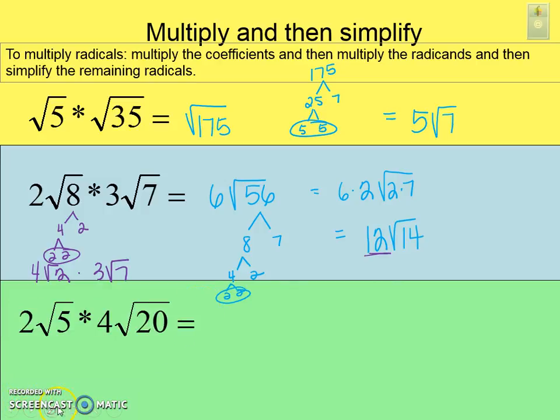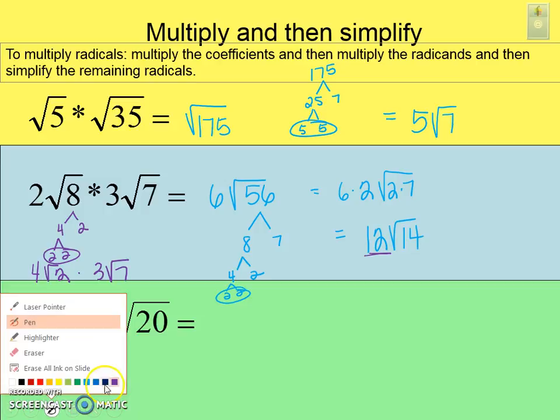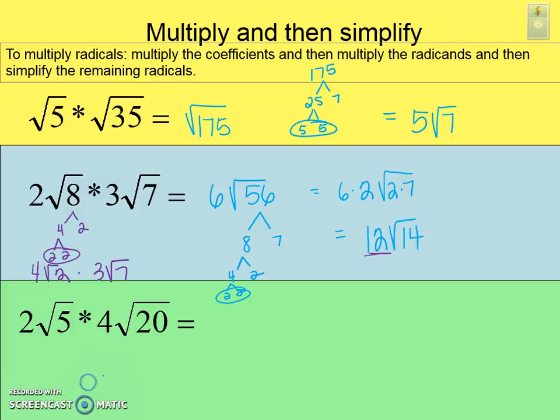Where it kind of defeats the purpose to break it down first is on examples like this next one. Because if you notice that you leave what's underneath the radical, we get 2 times 4, which is 8, and then 5 times 20 is 100. What's underneath the radical ends up being a perfect square, so I don't have to worry about breaking anything down. So 8 times the square root of 100 is 8 times 10, which is just going to be 80.